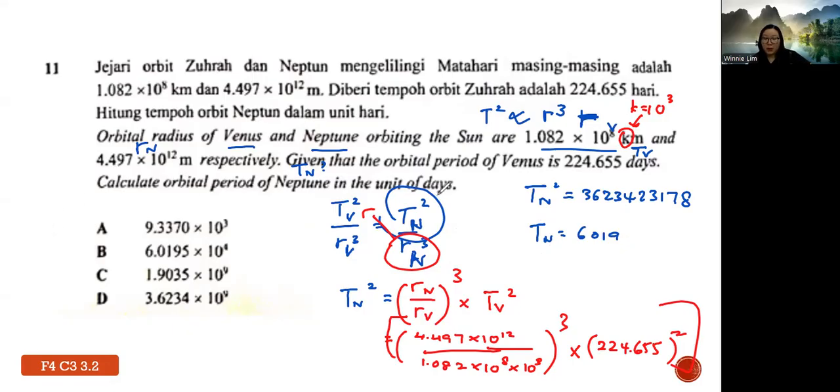So 60194.87668 days. Okay, now the answer given here is in standard form. So for people who don't know how to change to standard form, this is a big number. So you move the dot 1, 2, 3, 4. So it becomes times 10 power 4. So this is close to option B.